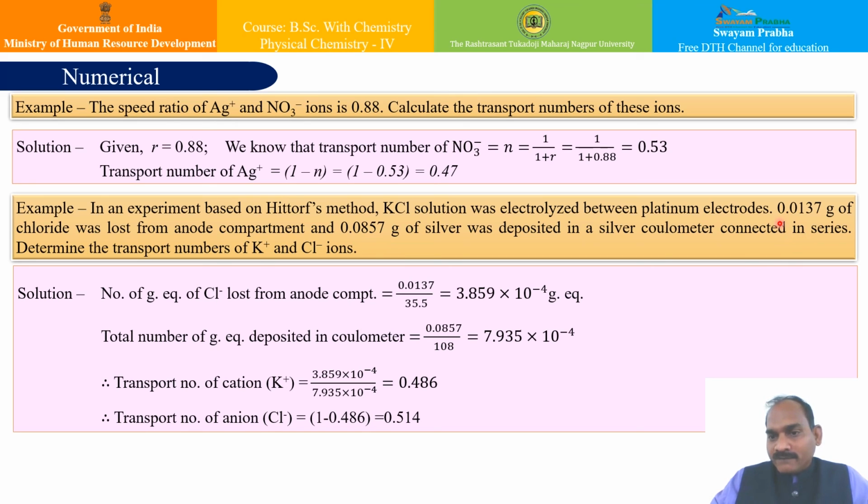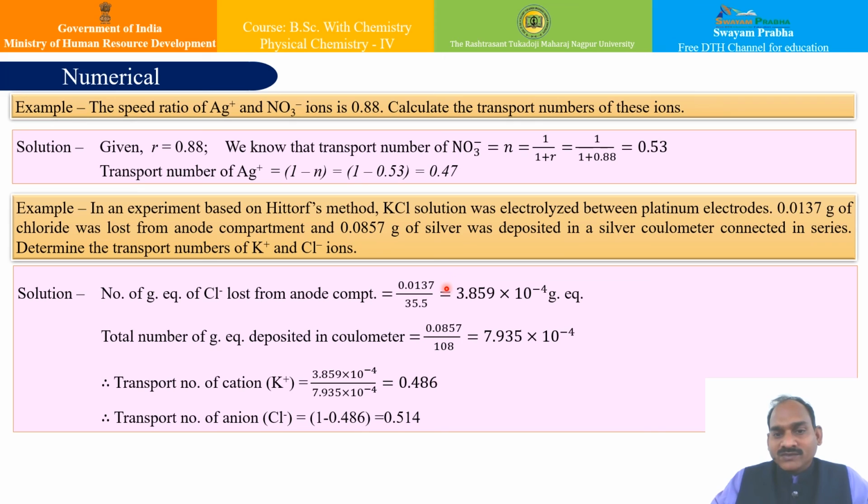It is given that 0.0137 gram of chloride was lost from the anode compartment, and 0.0857 gram of silver was deposited in the silver coulometer connected in series. We have to determine the transport numbers of K plus and Cl minus ions. First we convert to gram equivalents. The number of gram equivalents of chloride lost from the anode compartment is 0.0137 upon 35.5, which gives 3.859 into 10 to the power minus 4 gram equivalents of chlorine. So this much chlorine has been lost from the anode compartment.